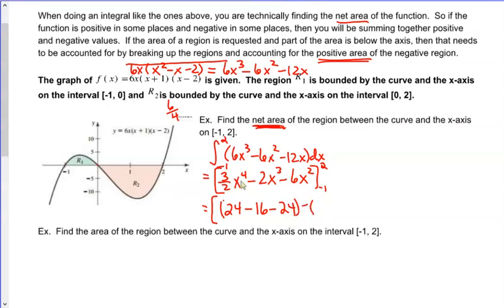Minus, now I get to plug in -1. Well, -1 to the 4th power is a 1. Times 3 halves is 3 halves. -1 in here makes this -1 times -2, which is a plus 2. And then -1 squared in here is 1 times a -6, which is a -6. So this is what we now need to figure out in order to find out what our net area is.